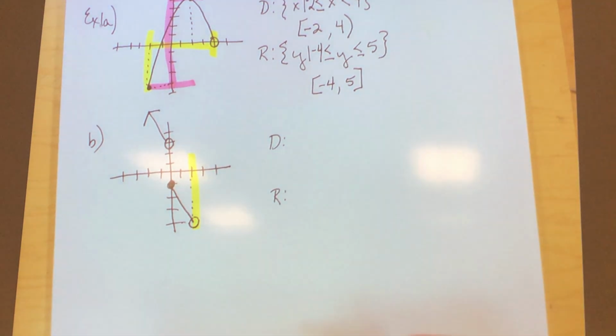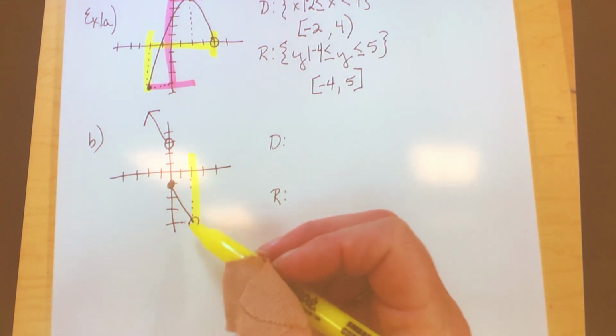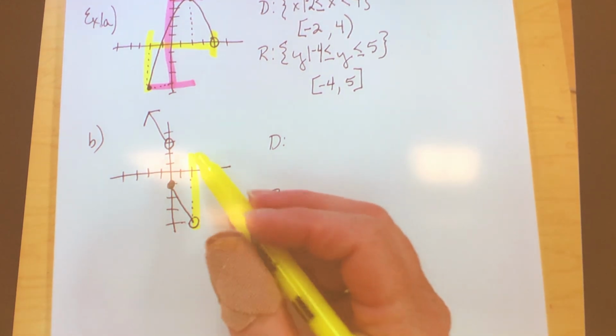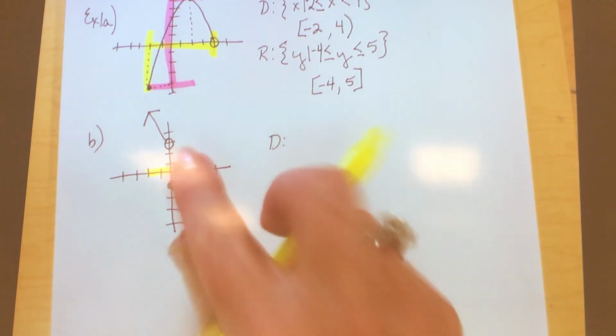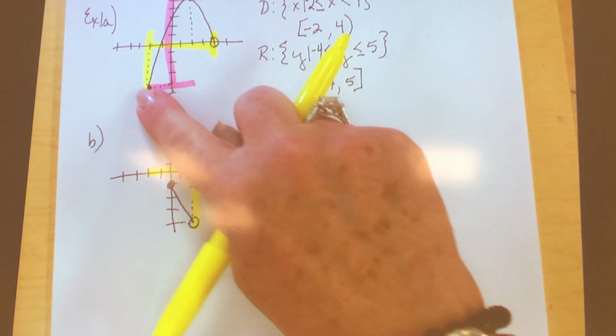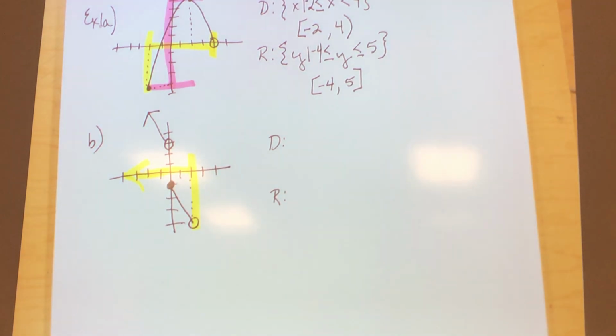Okay, so I'm gonna do my domain. I started on the right-hand side because I was a little more sure about it. I know it stops right here, and I know it goes back. What does this arrow say that he keeps doing? Going. Yeah, he keeps going, so he's gonna keep on going all the way that way.